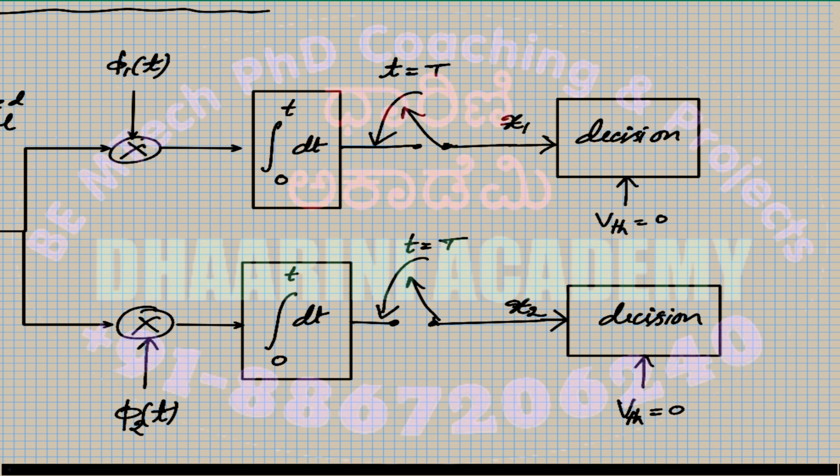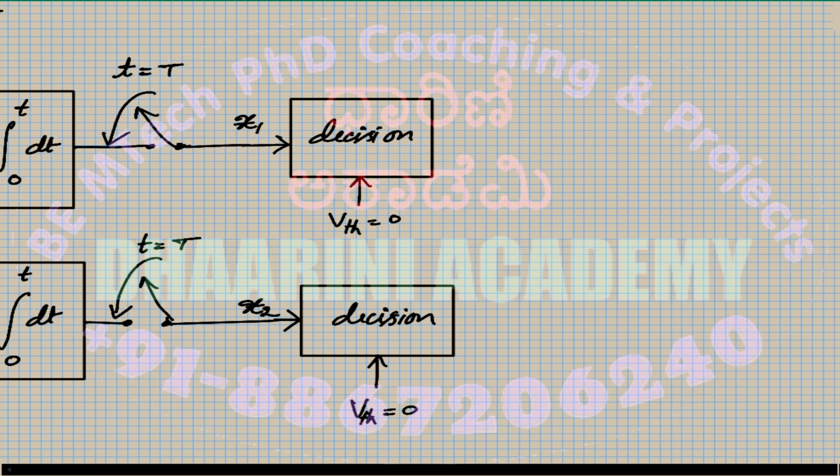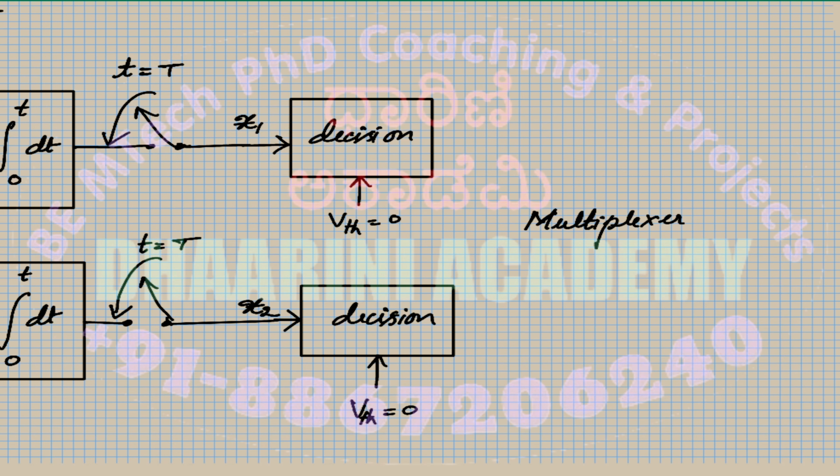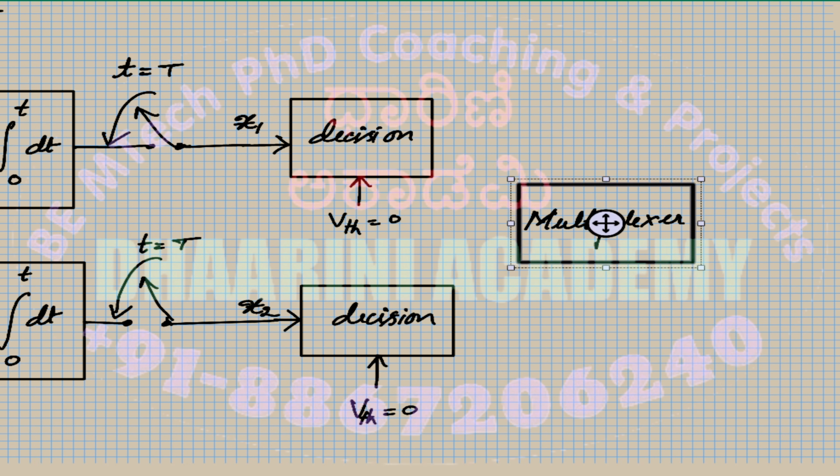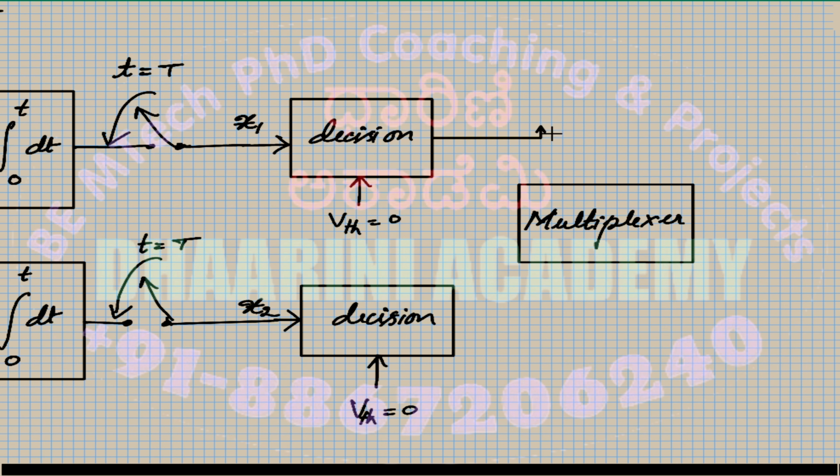Set the threshold to be 0 and take a similar decision. And previously we used a demultiplexer, correct? Now on the receiver side you will use a multiplexer, just to combine the two different symbols generated by both the channels.